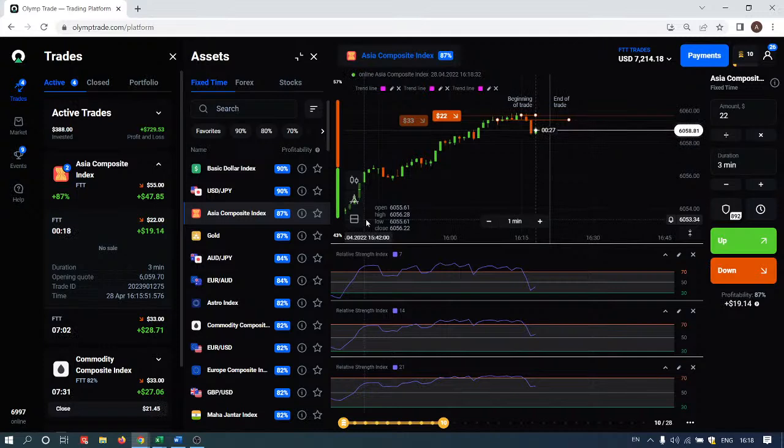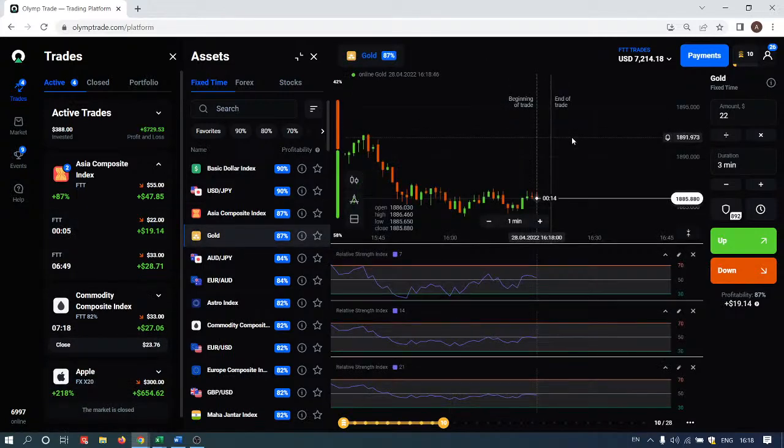If you use the martingale principle, that's a different story, because there you will need, like I do sometimes, 22, 33, 44 dollars. I use different variations of trades.